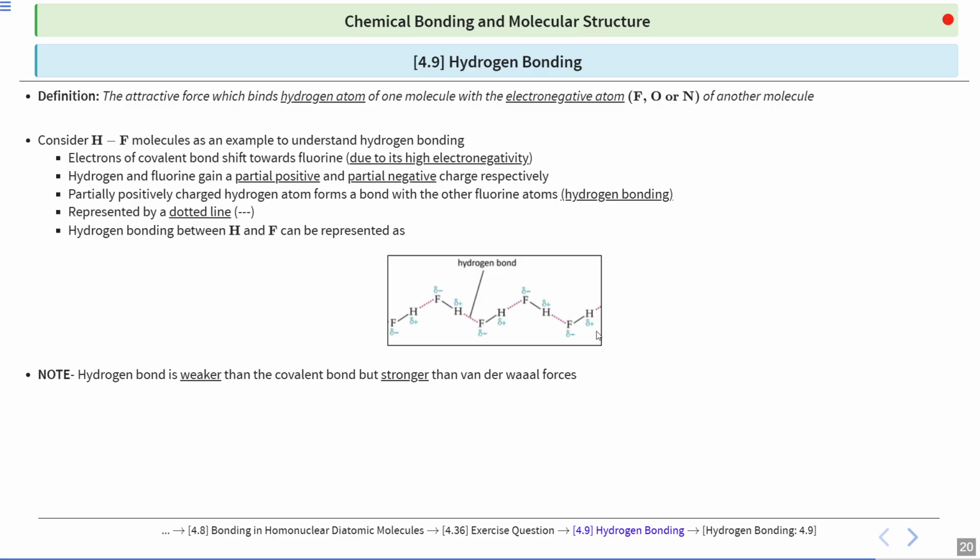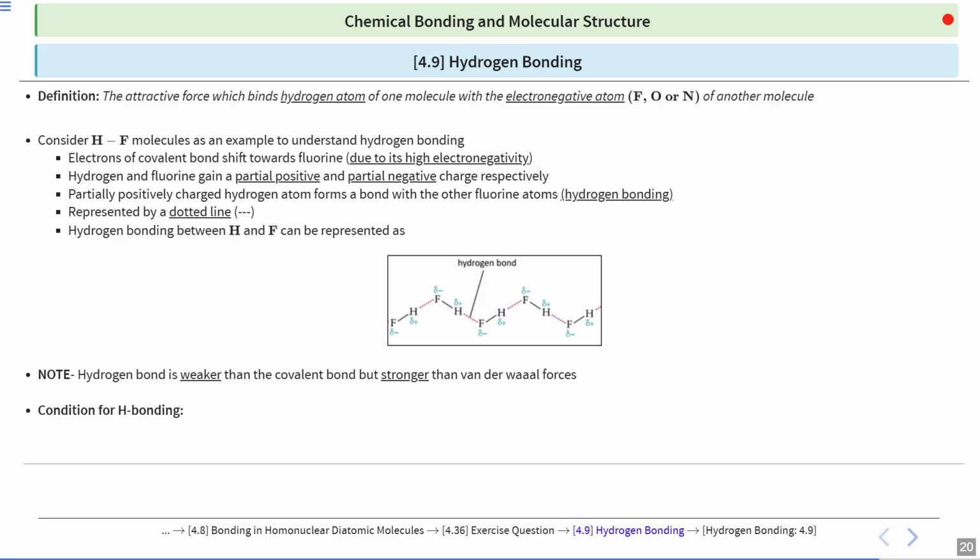But remember this, students, it is very important. Your hydrogen bonding will be weaker than your covalent force, but it will be stronger than the van der Waals force. So this is a very important line: hydrogen bonding is weaker than the covalent bond, but stronger than the van der Waals force.